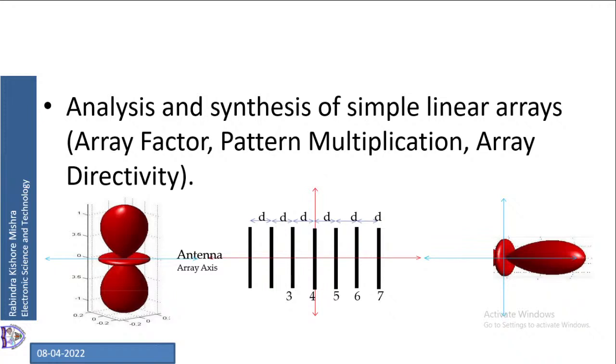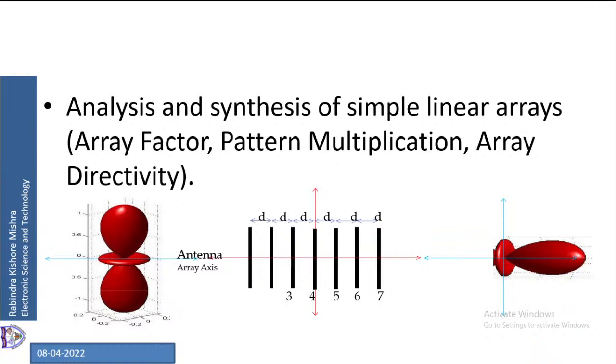Now here you can see there are dipole antennas, about 7 dipole antennas. They are separated by a distance d. Each element is separated from its adjacent element by d. And the centers of these antennas are along a straight line. When the center, or centroid, of the antennas lies along a straight line, we call this antenna array a linear array.